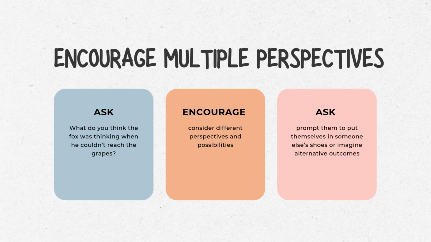You can also encourage multiple perspectives. For example, after you've read a fable or a story, you can say, what do you think the fox was thinking when he couldn't reach the grapes? Or how might the story be different if the grapes had been lower? Be sure to encourage your children to consider different perspectives and possibilities. Ask them questions that prompt them to put themselves in someone else's shoes or to imagine alternative outcomes.